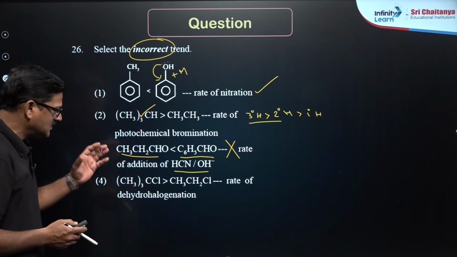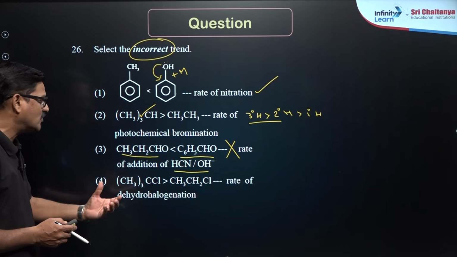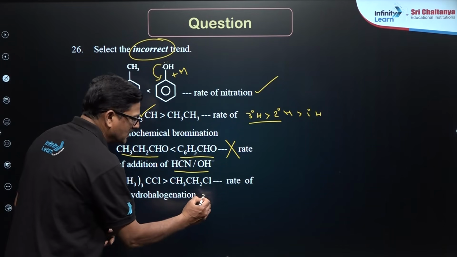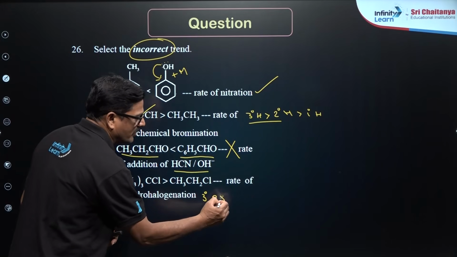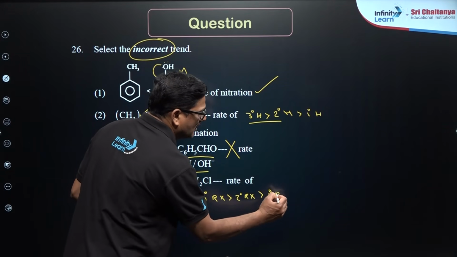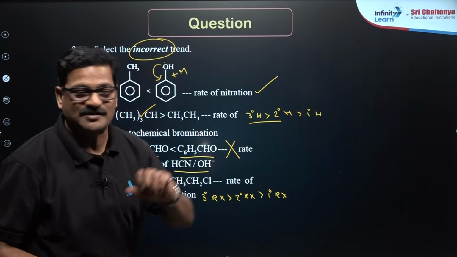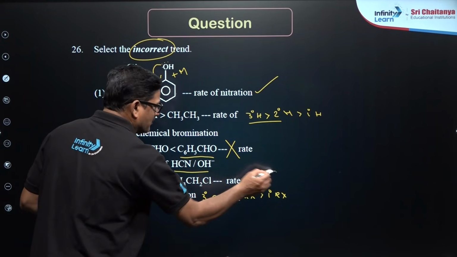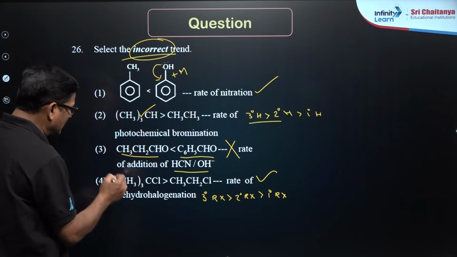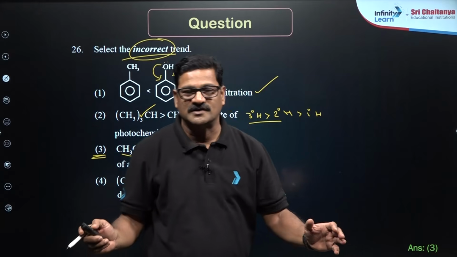And CH3 thrice C Cl and CH3CH2Cl, the rate of dehydrohalogenation: tertiary alkyl halide is more reactive than secondary alkyl halide, which is more reactive than primary alkyl halide for dehydrohalogenation, an elimination reaction. This is also a correct match. So the incorrect trend is observed in option 3, which is the correct answer for this question.